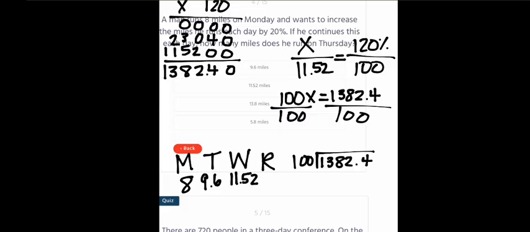1382.4. 100 goes into 138 one time. 1 times 100 is 100. I subtract and I get 38. I bring down the 2. 100 goes into 382 3 times.